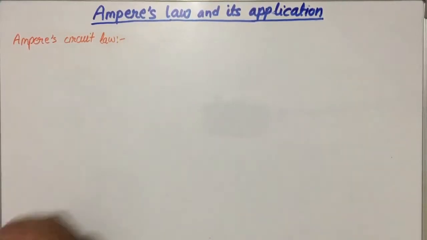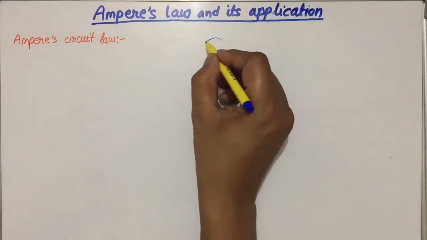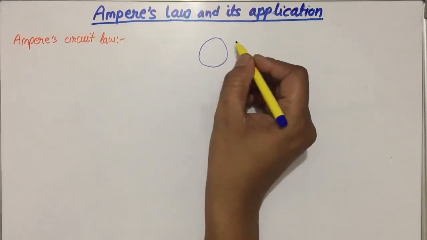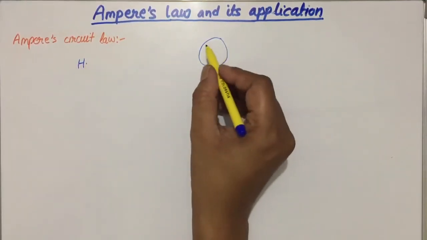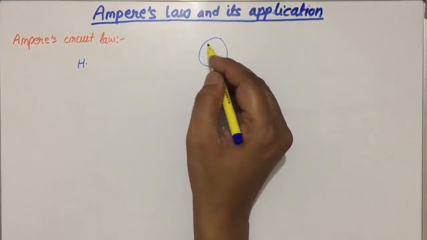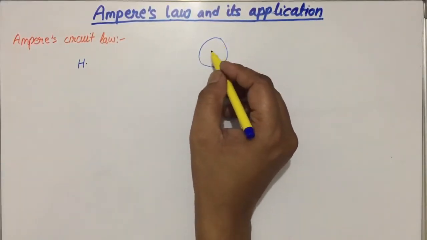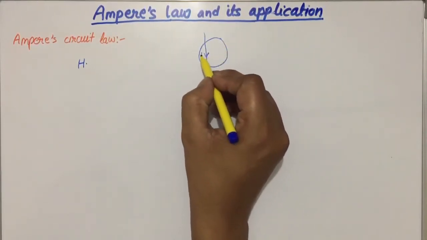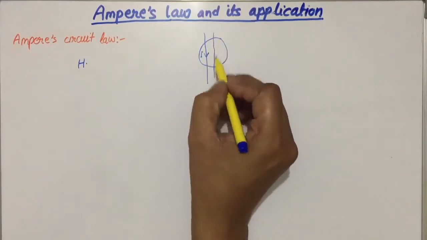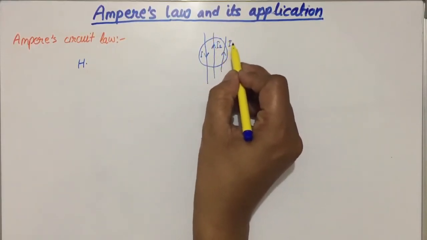Ampere's circuit law states that the line integral of H around a closed path is equal to the current enclosed by that closed path. So for example, this is a closed path in which current I1 is flowing here, I2 is flowing, I3 is flowing.